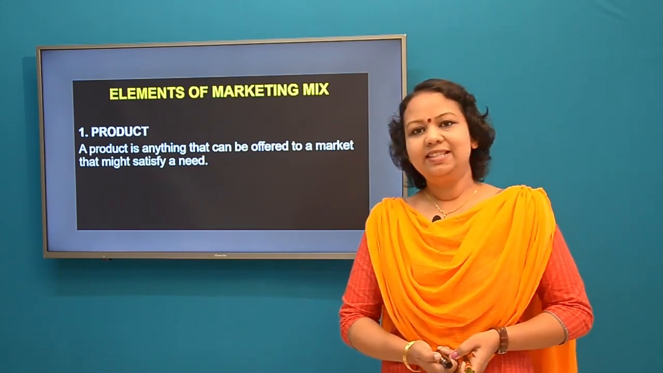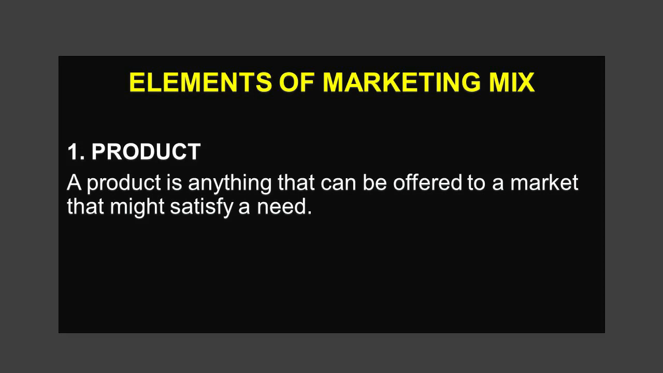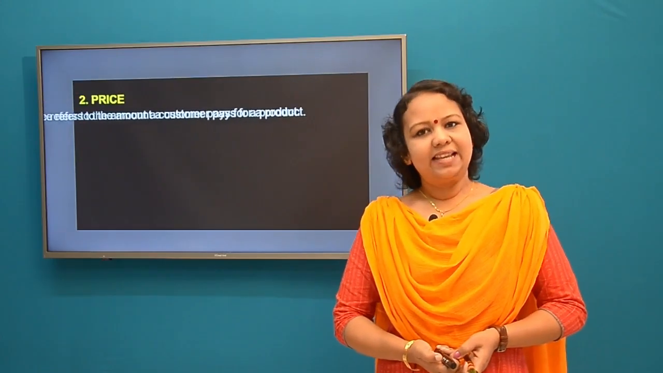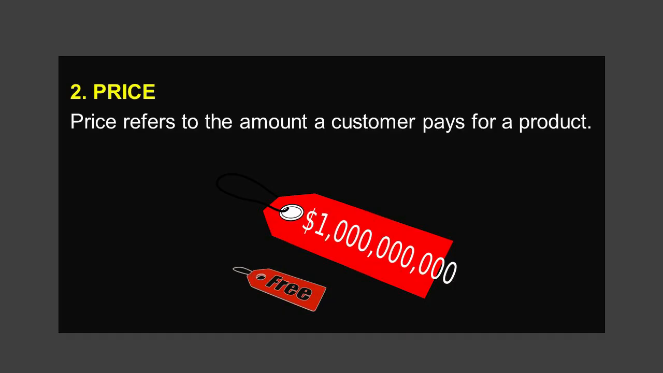So we discussed the first element as product. So now you know what is a product. A product is anything which is offered to the market which will satisfy their needs. Let's see the second element of marketing mix, which is price. Price is the amount a customer pays for a particular product.